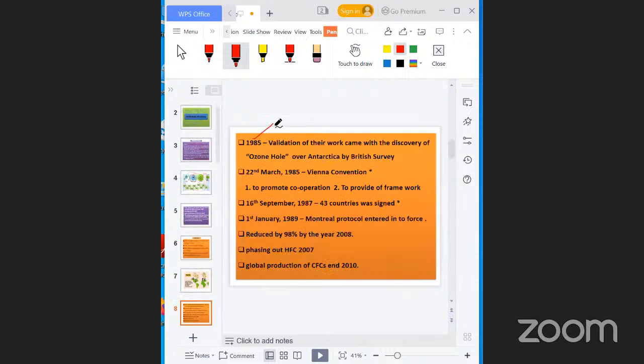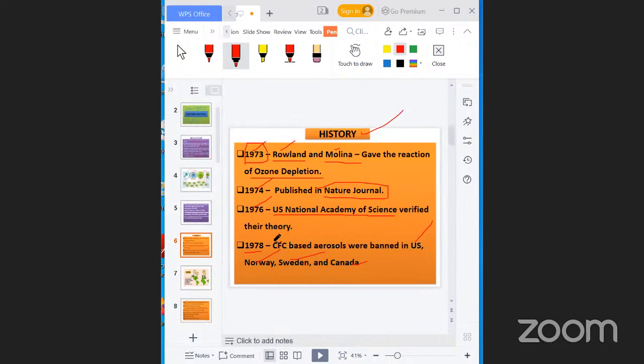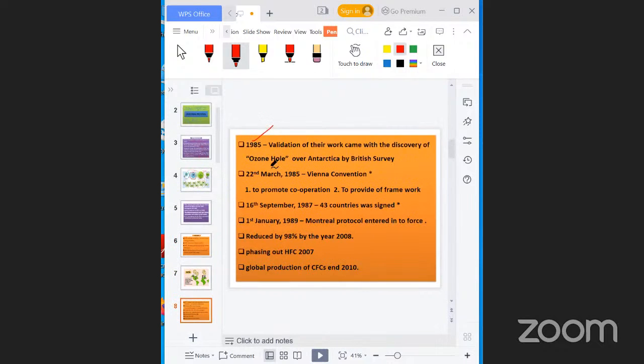Next, in the year 1985. So up to 1978, and next we are going to 1985. British Antarctic Survey scientists found incredibly low ozone levels over Antarctica, and they published it in the journal Nature. So these were the first measurements of the ozone hole.